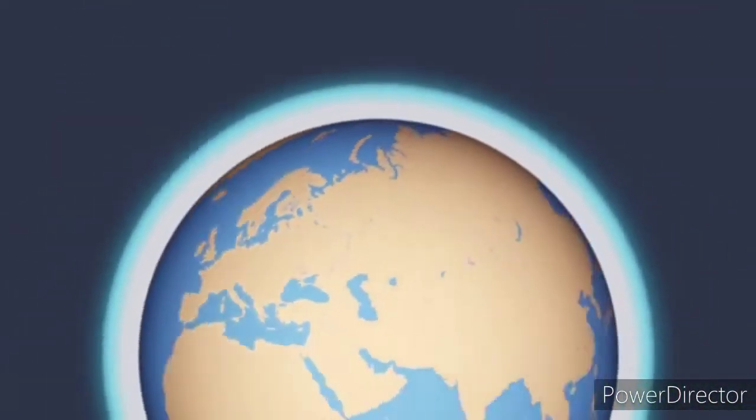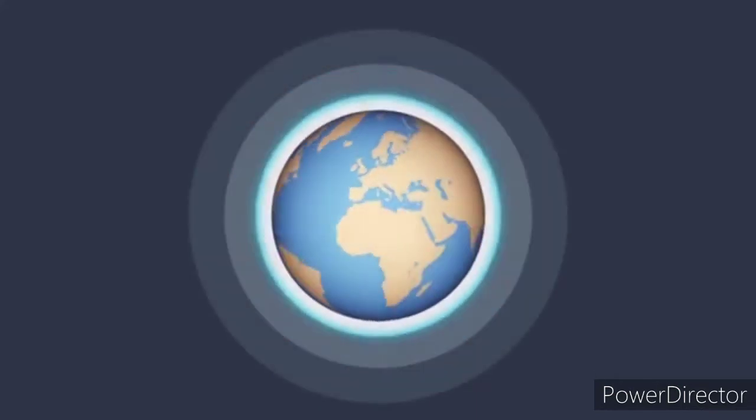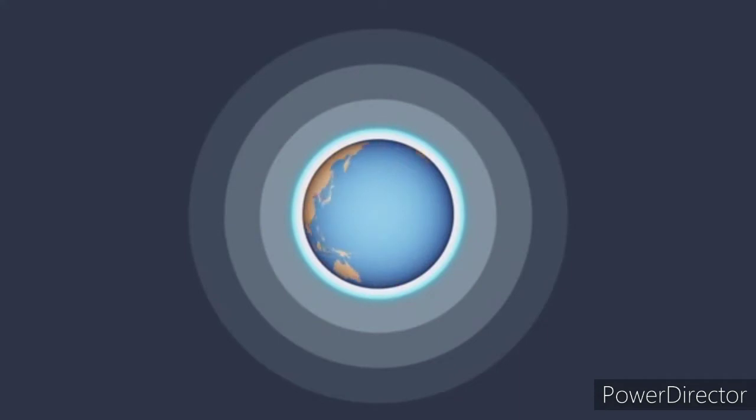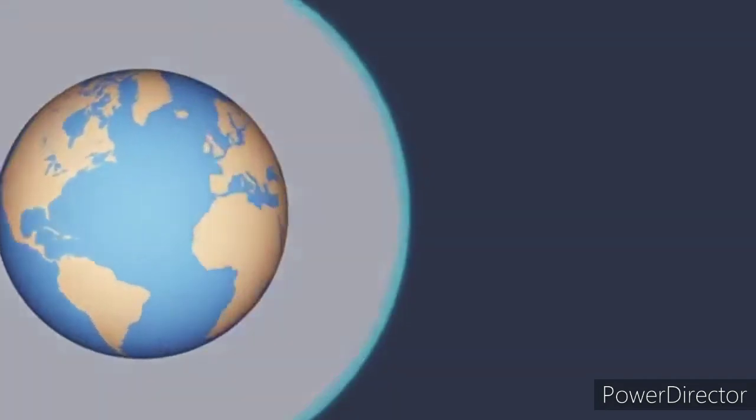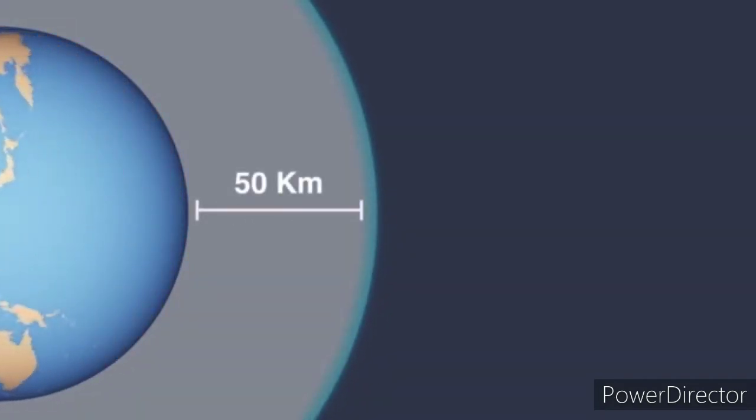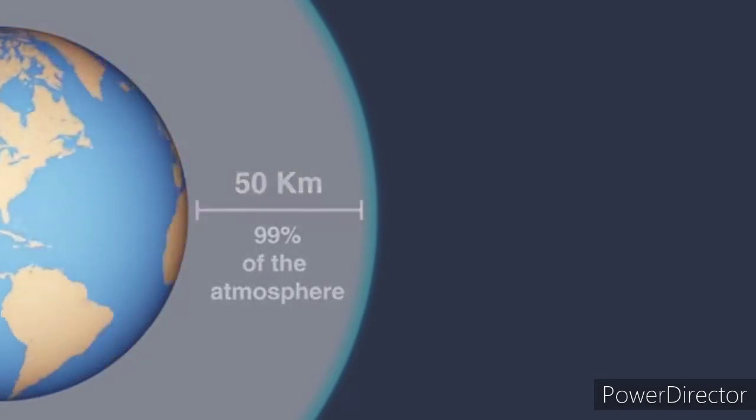They are held to the Earth by gravity, a sort of ocean of air. Because air is compressible, it gets less and less dense as you get further from the Earth. Let's consider the first 50 kilometers where 99% of the atmosphere is found.